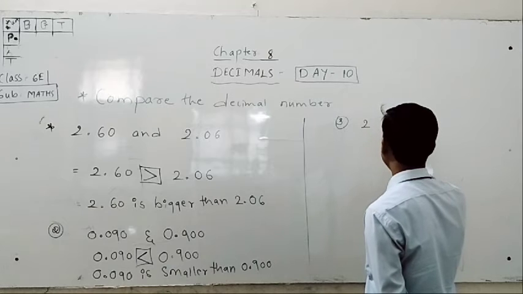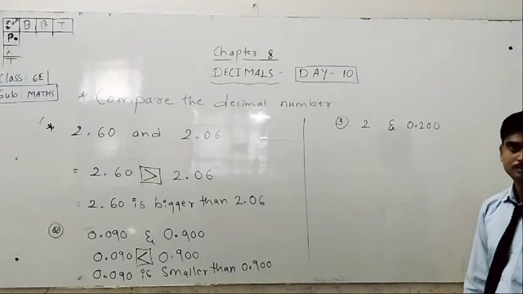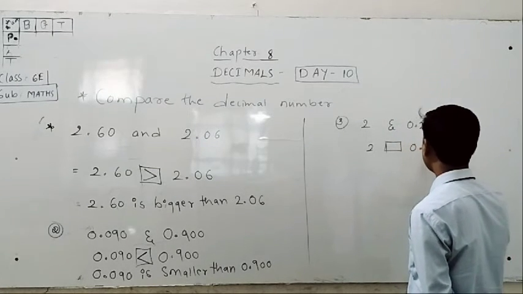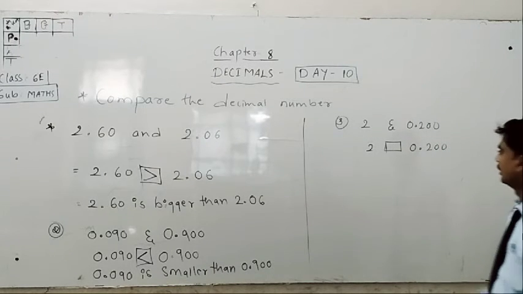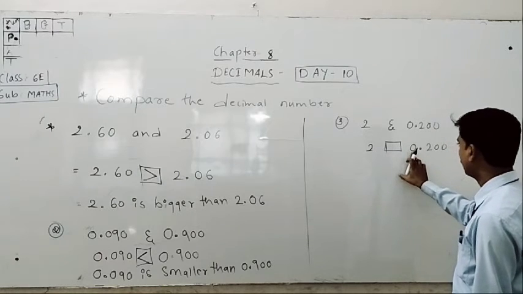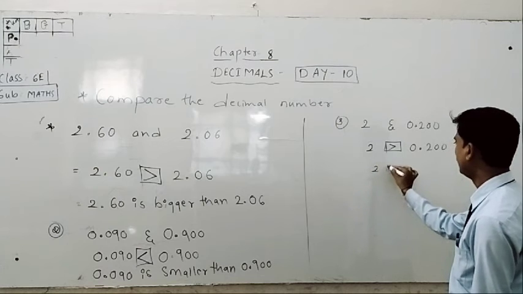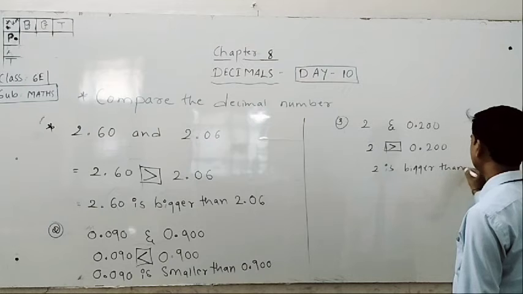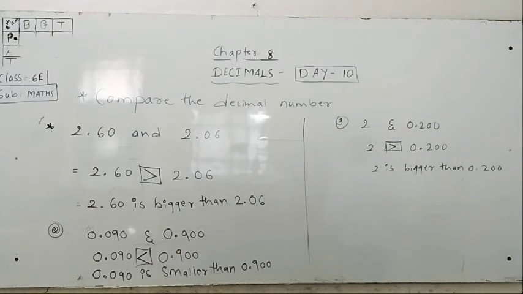Okay. Then next one is 2 and 0.200. 2, square box, 0.200. Which is bigger? Sir, here 2 and here 0, sir. But the whole number is 2, sir. It is bigger, sir. 2 is bigger than 0.200. Okay, write down this one.